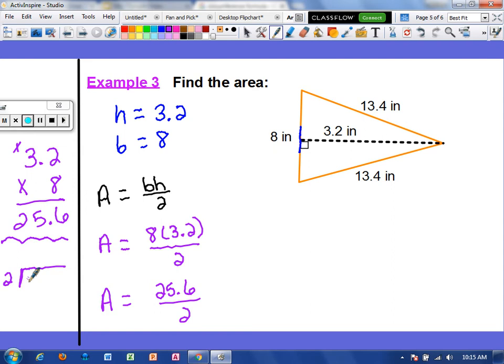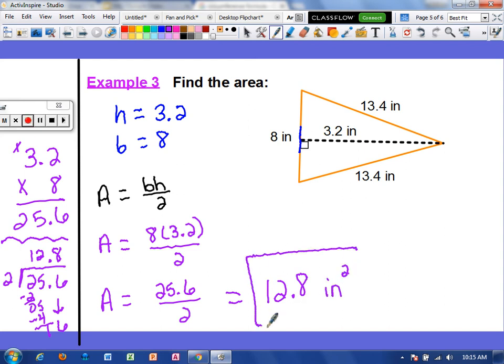Remember, top dog goes in the house. Alright, 2 goes into 2 one time. 2 goes into 5 2 times. We get 1 left over. And 2 goes into 16 8 times. So 25.6 divided by 2 would equal 12.8, and that would be inches squared.